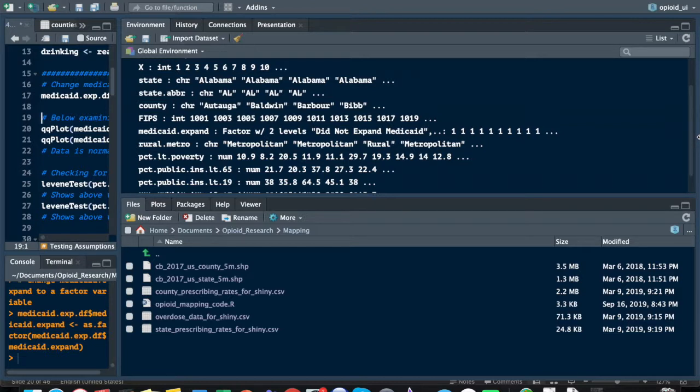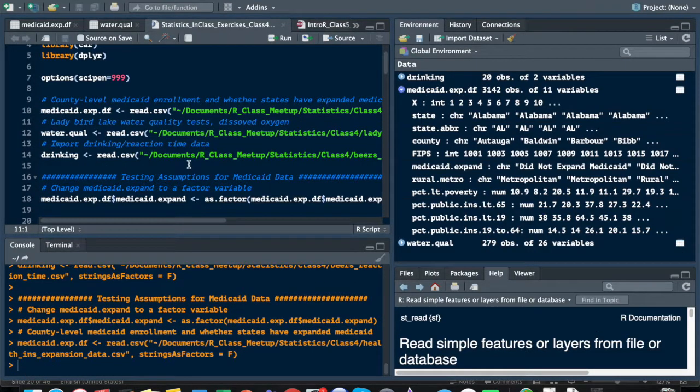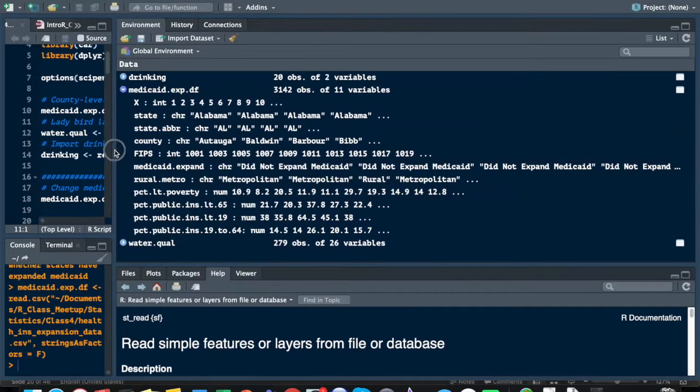But you'll see here, you can just see the labels. And if you have that, you'll see a factor with 2 levels. So going back here, I'm going to reload this data, just because I put strings as factors equals false here. That means it's not going to be a factor. This is how you know if it's a factor or not. It'll have character here versus factor. And what's written here is actually coded as did not expand Medicaid in that case.